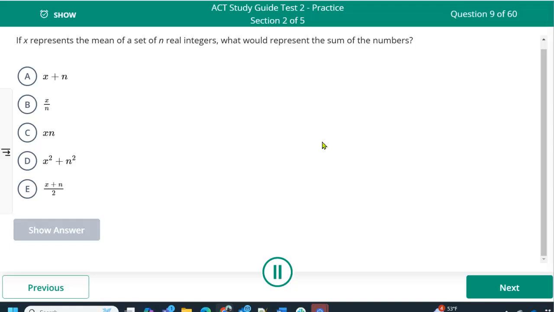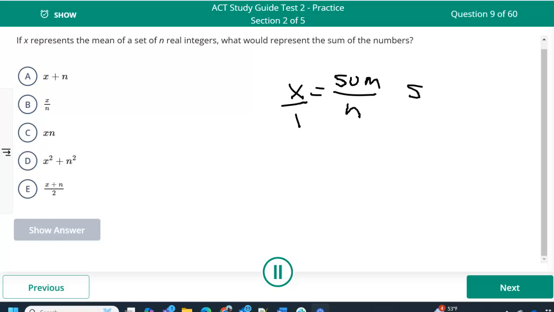If x represents the mean of a set of n real numbers, what would represent the sum of the numbers? Well, let's do it like this. So x is the mean. All right, so to get the mean x, we would take the sum and divide it by the number of integers, n. The question is, what would represent the sum? Well, we could cross multiply this effectively as x over 1, and we would get that the sum equals x times n, which is answer C.